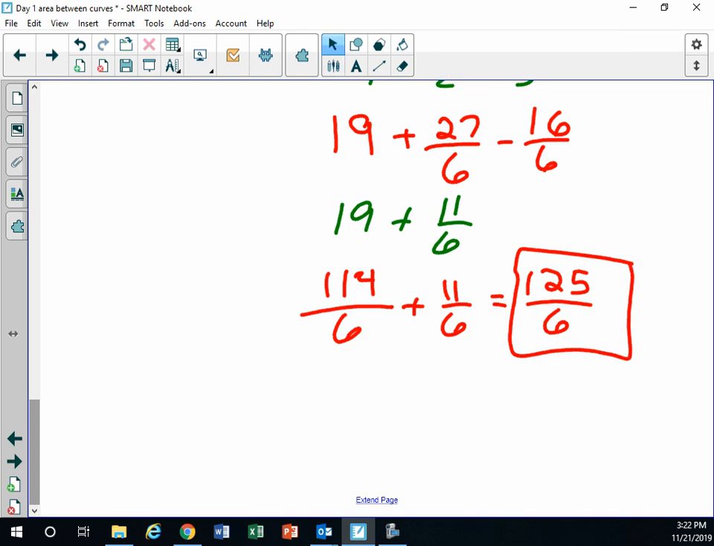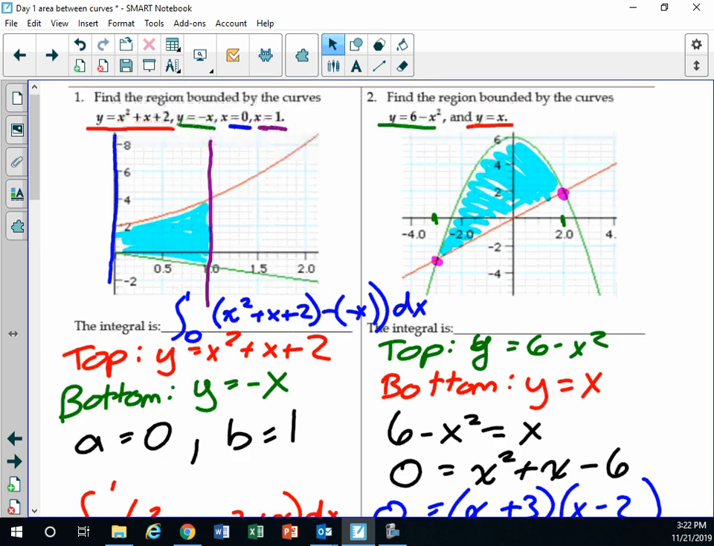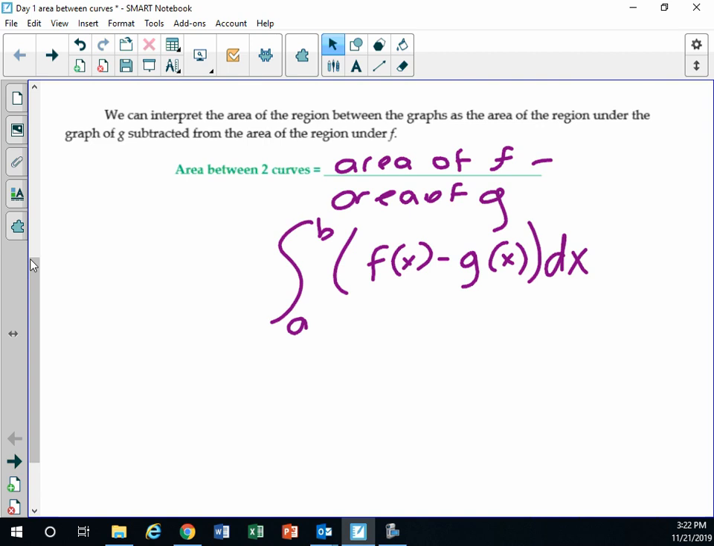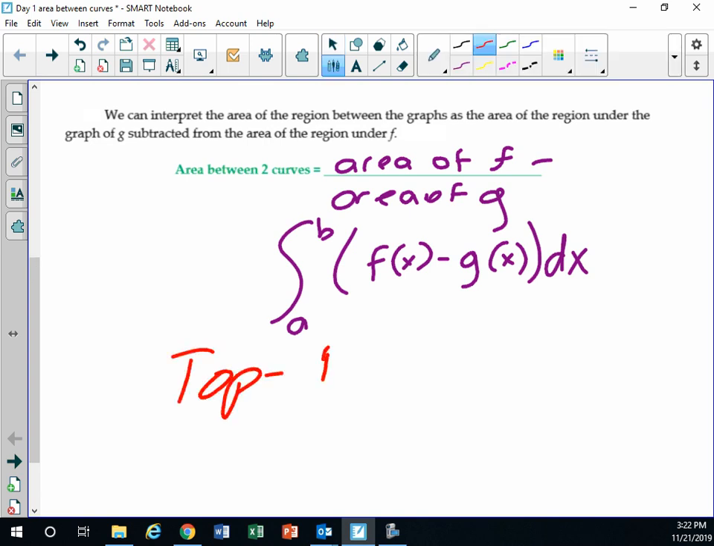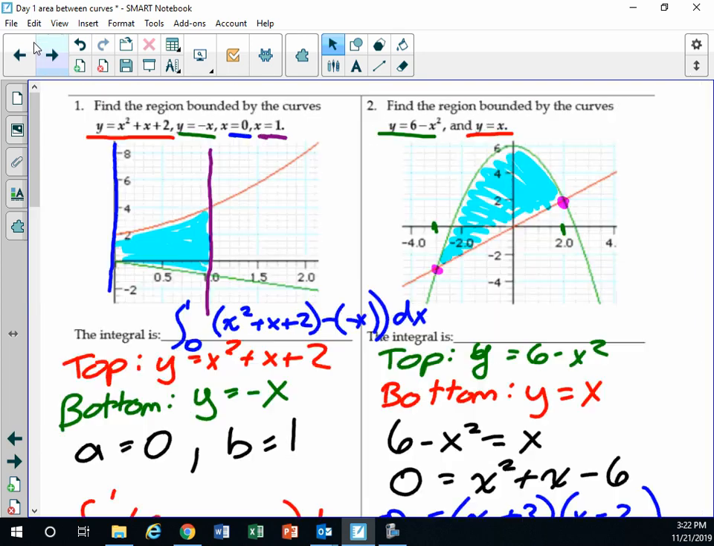Now, here's something that you need to recognize. Even though this area had negative area, the area between two curves will always be positive. The area between two curves will always be positive every single time. One thing I did forget to write that I wanted to write over here: area between two curves is going to be the top minus the bottom. We're going to talk about it could be one other thing, but in general it's going to be top minus bottom. And so you'll notice that we did top minus bottom.